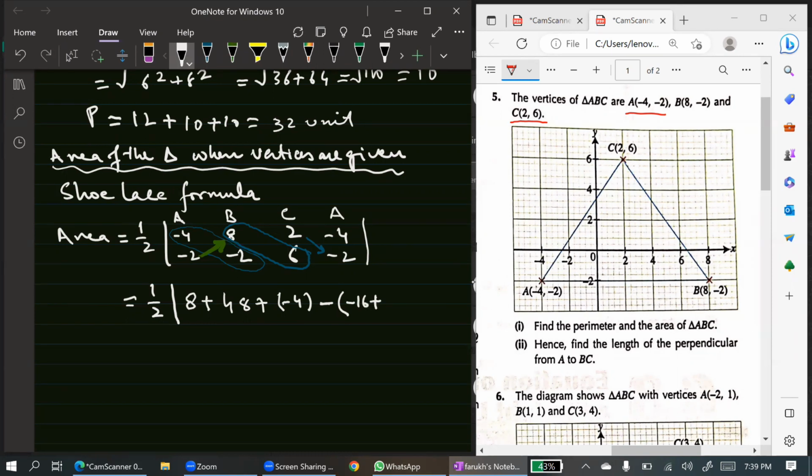Plus. Now we will multiply these two. Answer is -4. Plus. Now we will multiply these two. The answer is -24.